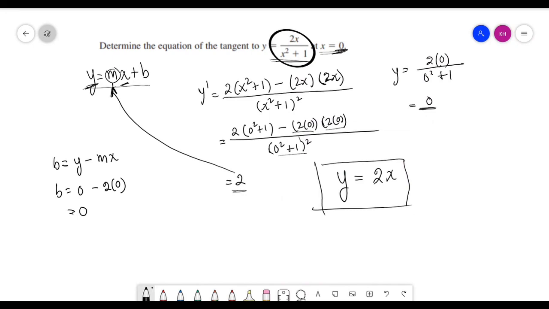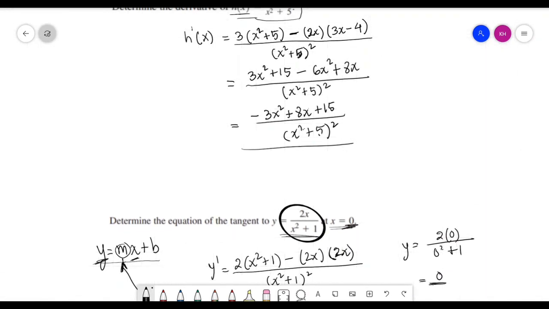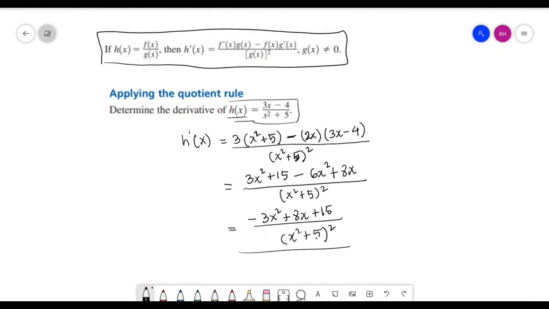So I hope you guys are clear with the quotient rule and you guys know how to apply it to find the derivative of any function.